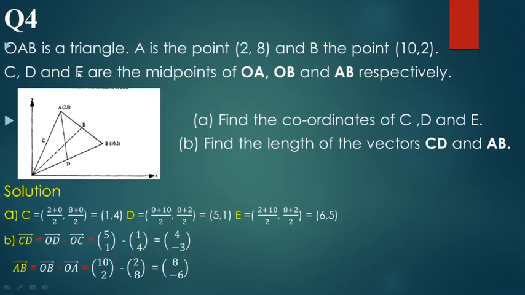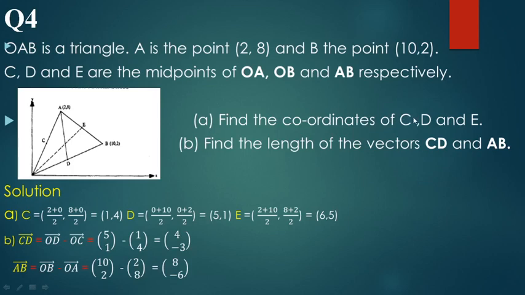Question number 4. OAB is a triangle. A is the point (2, 8) and B is the point (10, 2). C, D, and E are midpoints of OA, OB, and AB respectively.